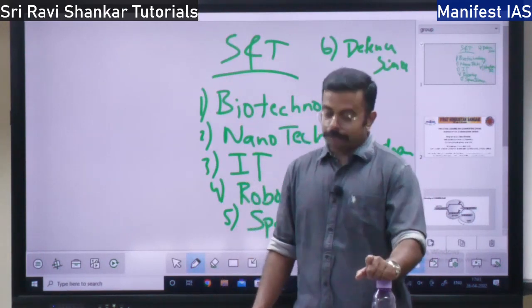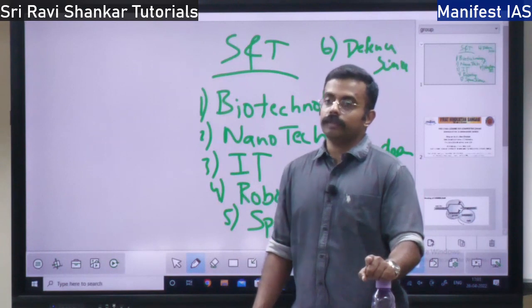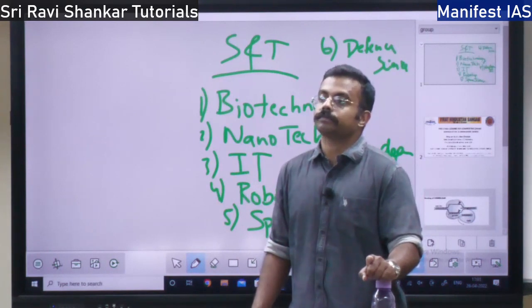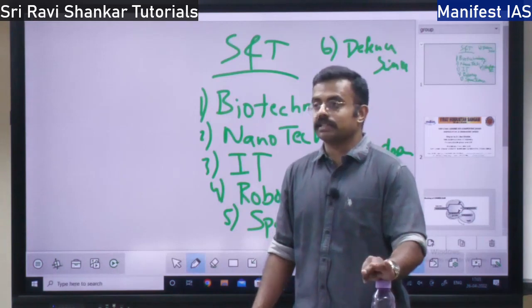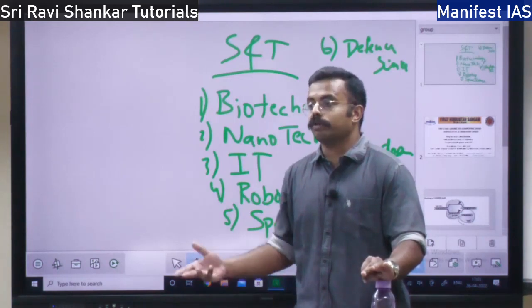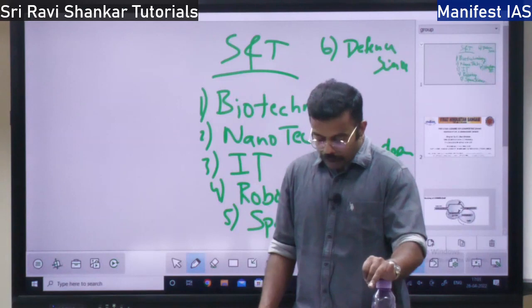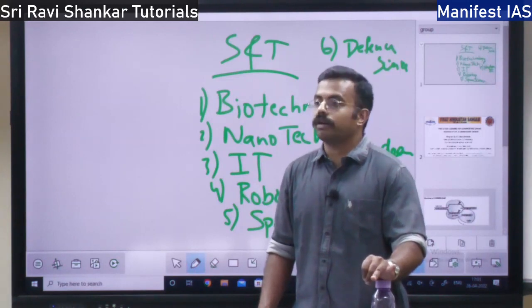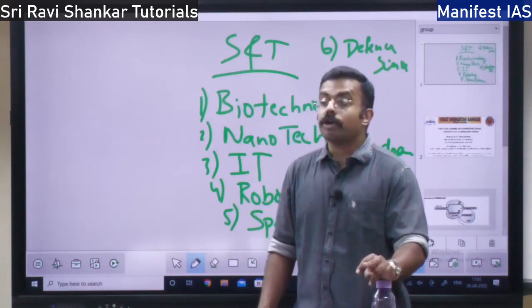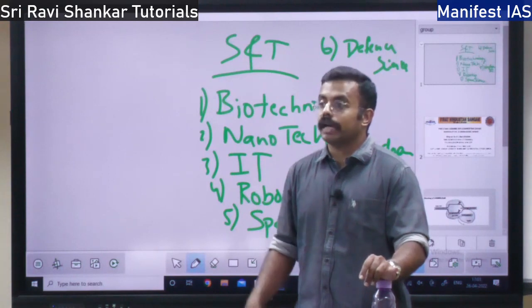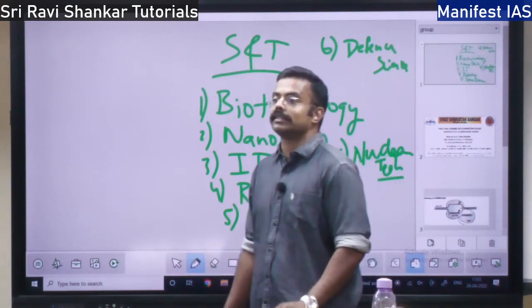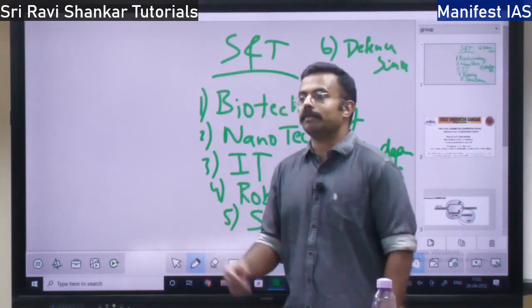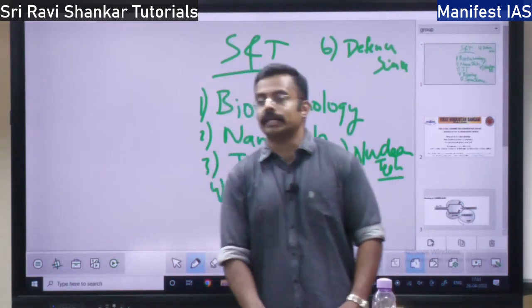One is biopharmaceuticals, the application of biotechnology in medicine. Then bioservices, what are the services available? Biofuel and all those things. Bioagriculture. You know what is bioagriculture. Then bioindustrial, again biofuel, all those things. Then bioinformatics. The DNA tests that the police get done, that is bioinformatics.